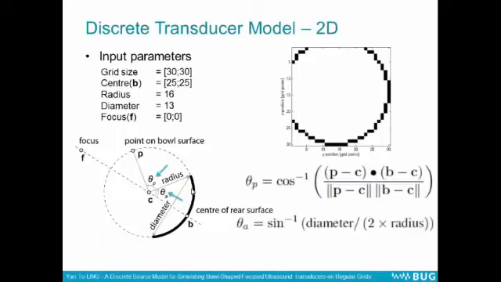The next step would be to calculate two angles. First of all, theta p. P is each point on the circle, and for each point, we calculate its angle from the axis of the transducer.